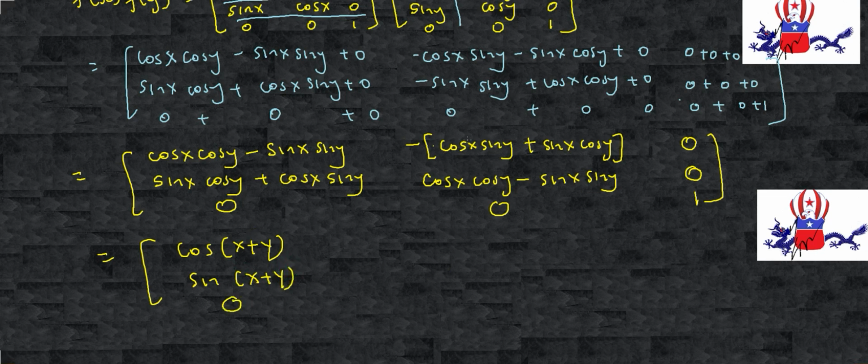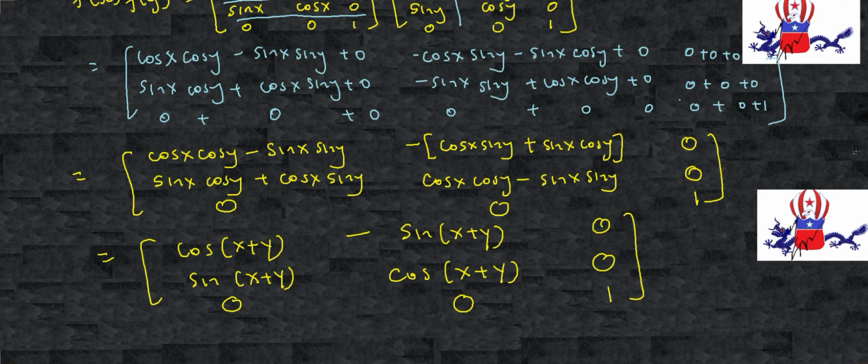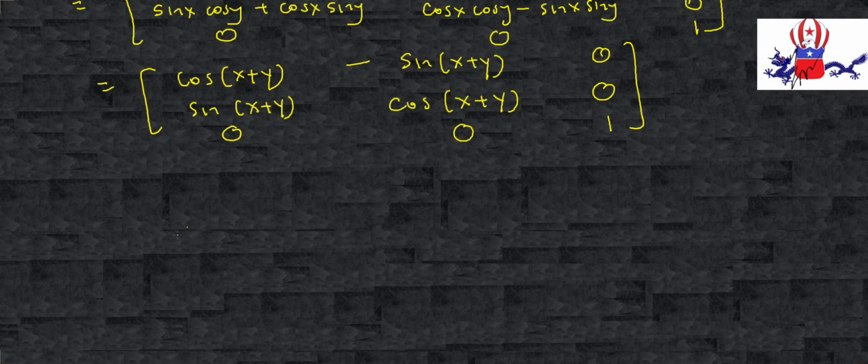So in this case, it's going to be negative of cos x sin y plus sin x cos y, so it's going to be negative sine of x plus y. Then cos x cos y, negative sin x sin y is going to be cos of x plus y, and 0 for the last element. And this is 0, 0, and 1. Now, this is nothing but f of x plus y. So that is the result.